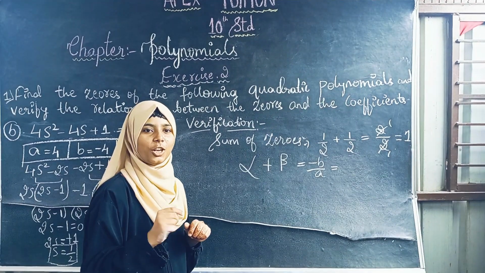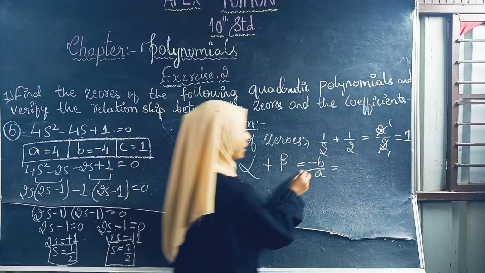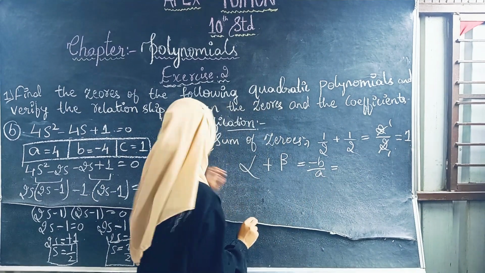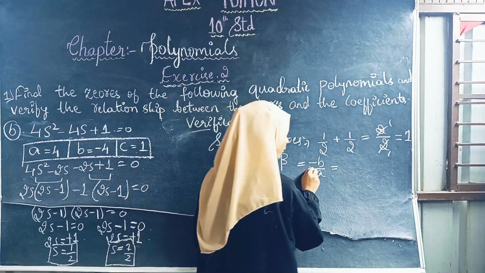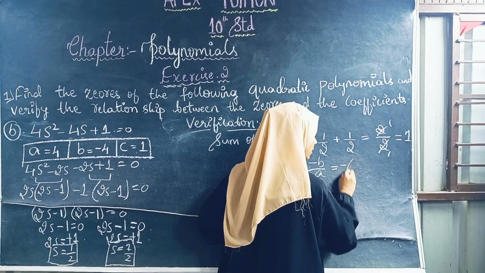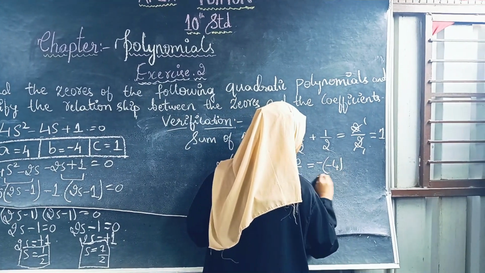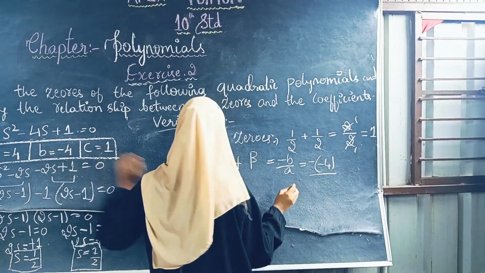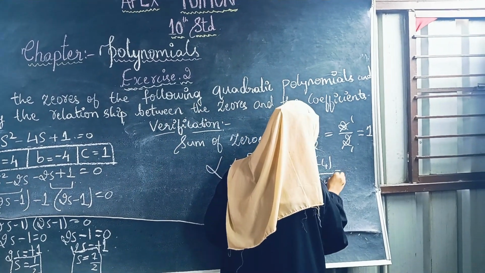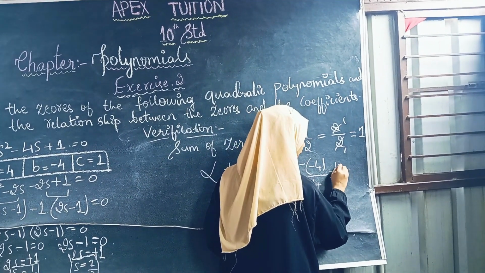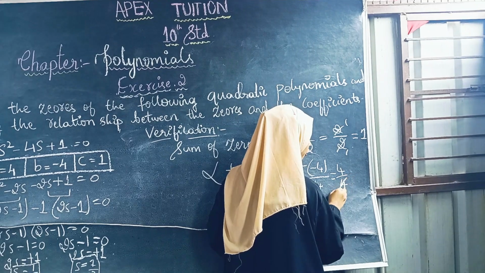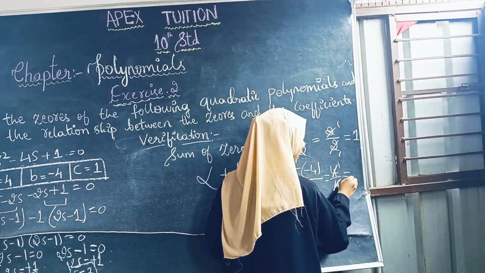Now we have to solve by the formula method. Here minus b by a. The b value is minus 4. First we write minus as it is, then in the bracket b value is minus 4, by a value is 4. 4 as it is, minus into minus is plus, 4 by 4. 4 ones are 4, 4 ones are 4. We will get the answer.